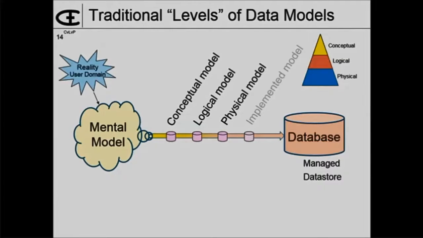One end of the continuum is the mental model. This would be the traditional levels, if you like, of data models. So we go mental model, conceptual model, logical model, physical model, and I add in the implementation model to the stored database, right? You'll see this triangle with three levels drawn a lot of different times. That's this classic representation of these levels.